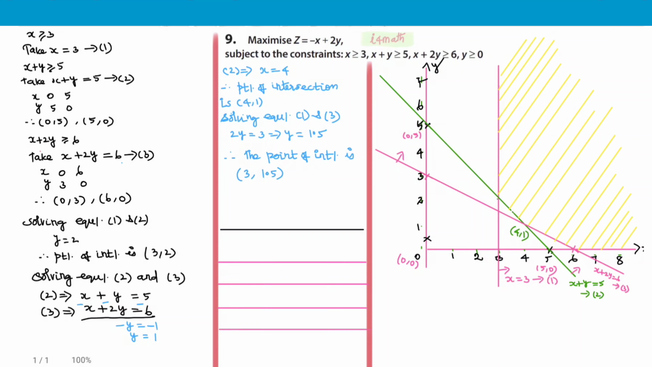And this is the point of intersection of line 1 and line 2. Solving equations 1 and 2, we get the point of intersection of line 1 and line 2, which is (3, 2). So this point is called (3, 2). And this is the point (6, 0).